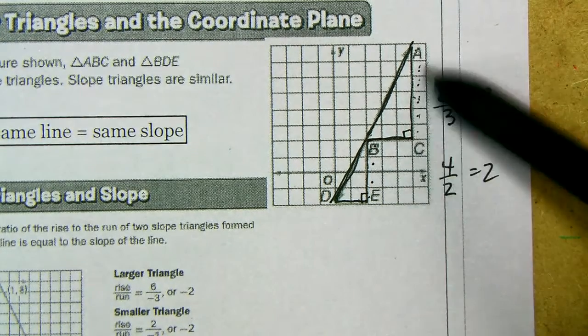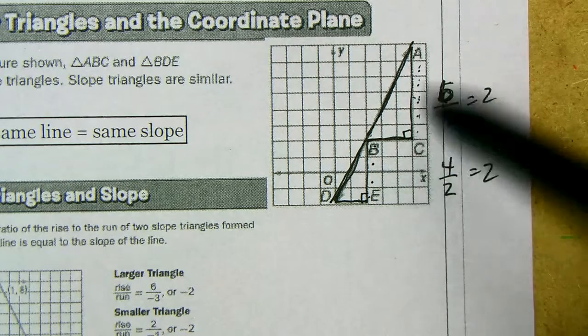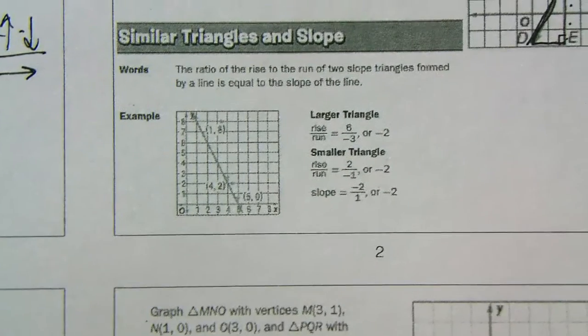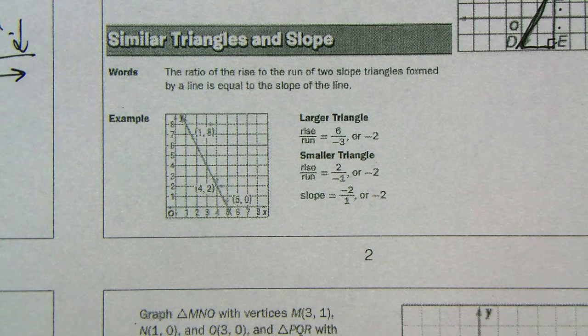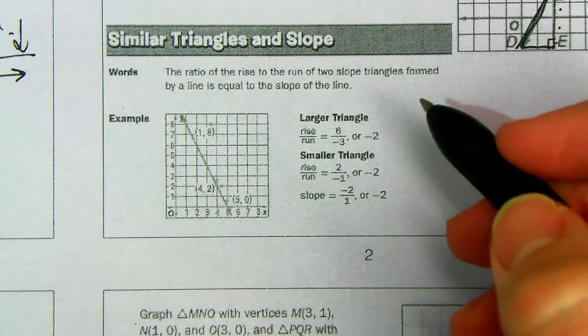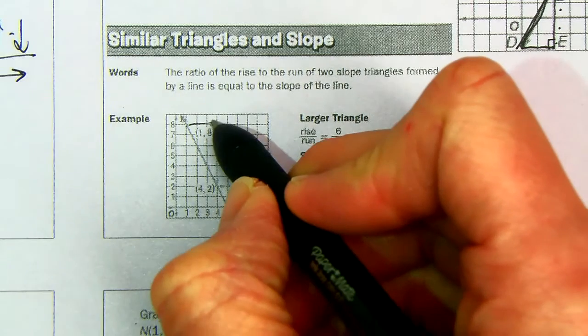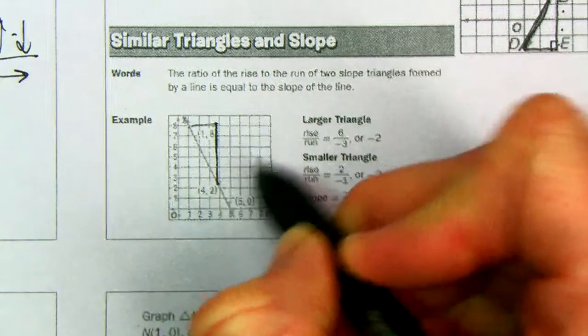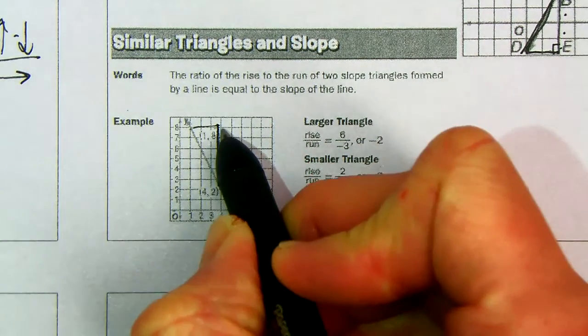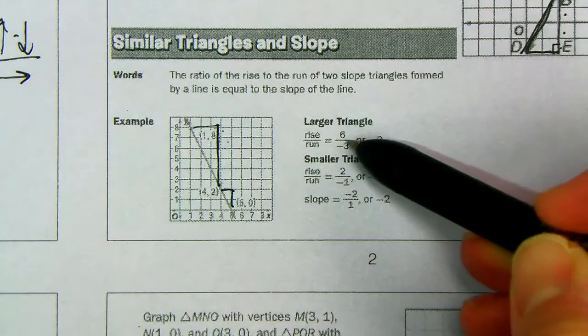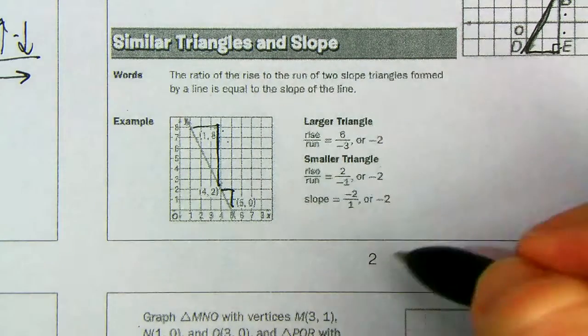So check out this example problem. The ratio of the rise to the run of two slope triangles formed by a line is equal to the slope of the line. In this case, the two triangles that you have are right here and right here. So 6 over negative 3, or I would have put negative 6 over 3, either way, they both equal negative 2. And that is the slope of the line.